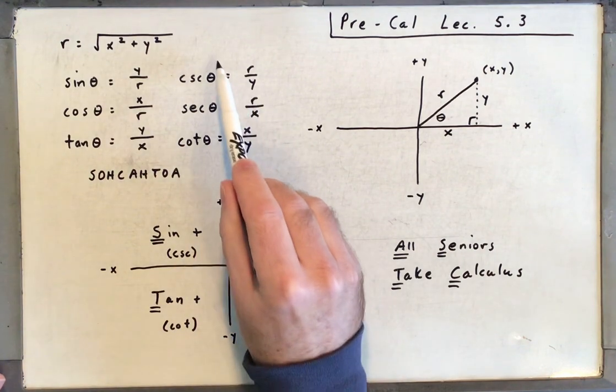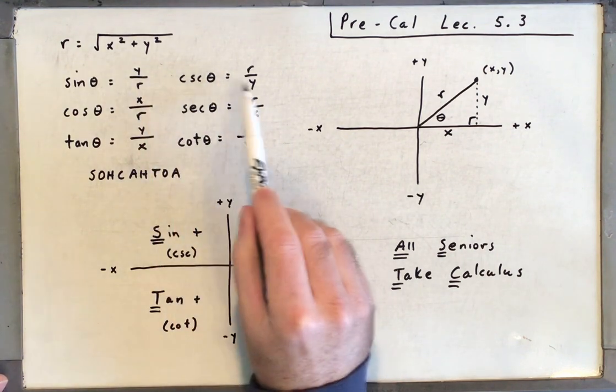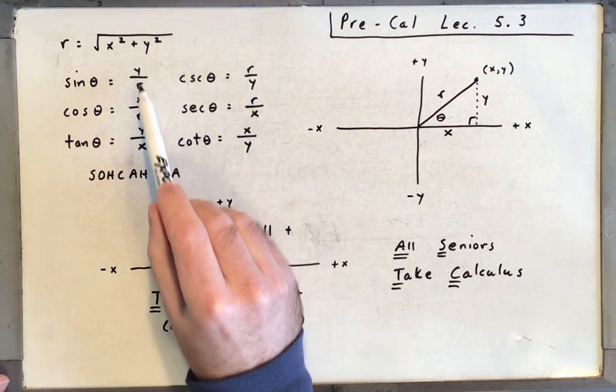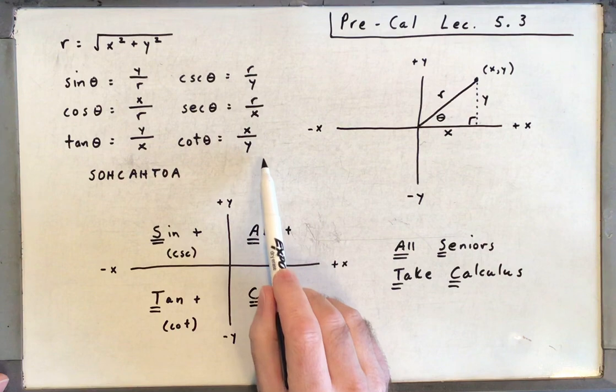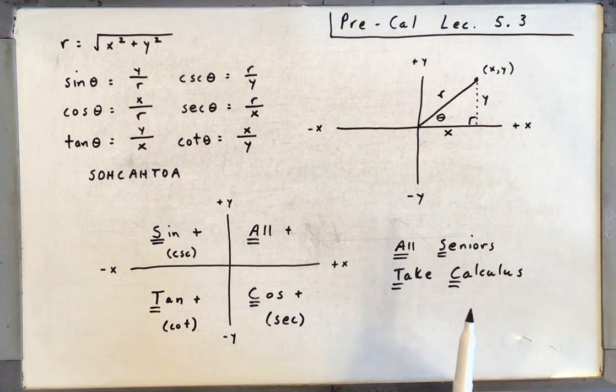And then for our reciprocal trig functions, we would just flip. So cosecant, we flip sine: r over y. Secant is r over x, and cotangent is x over y. All right, we're going to be using that information.